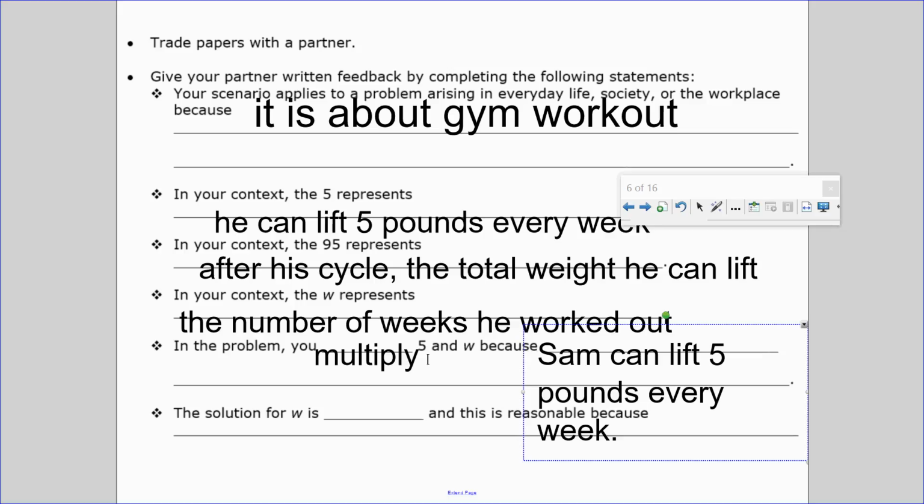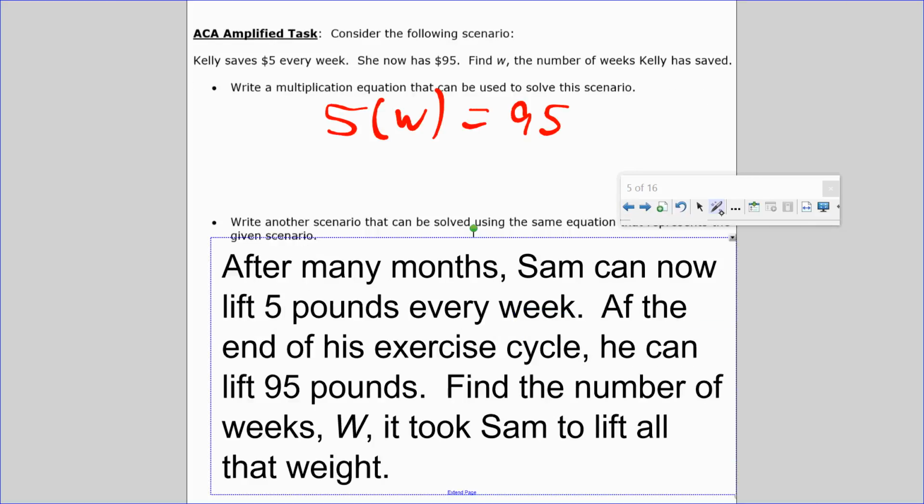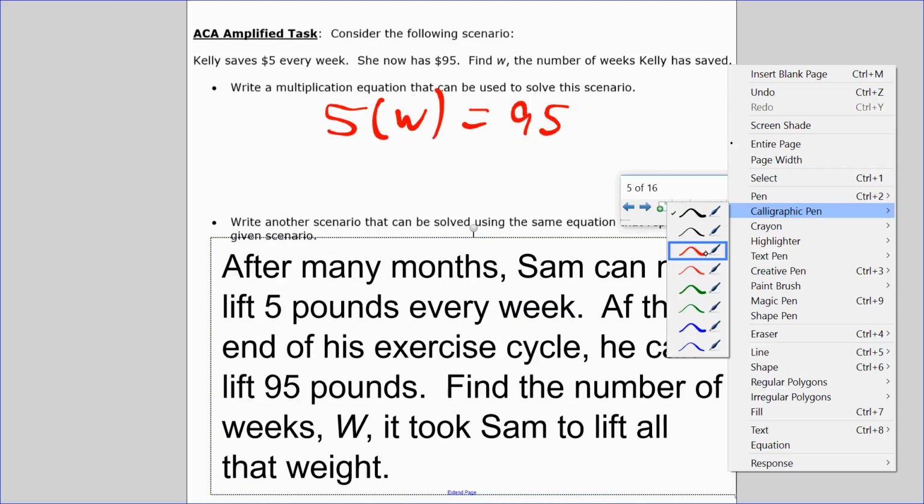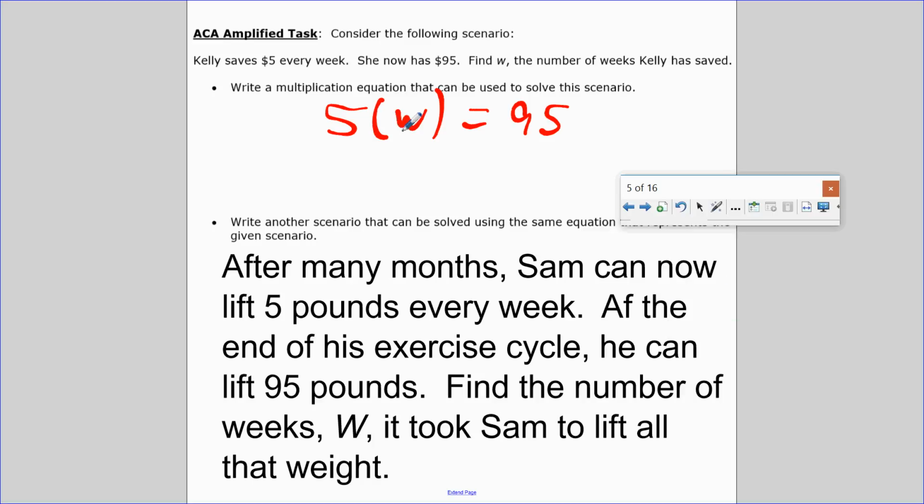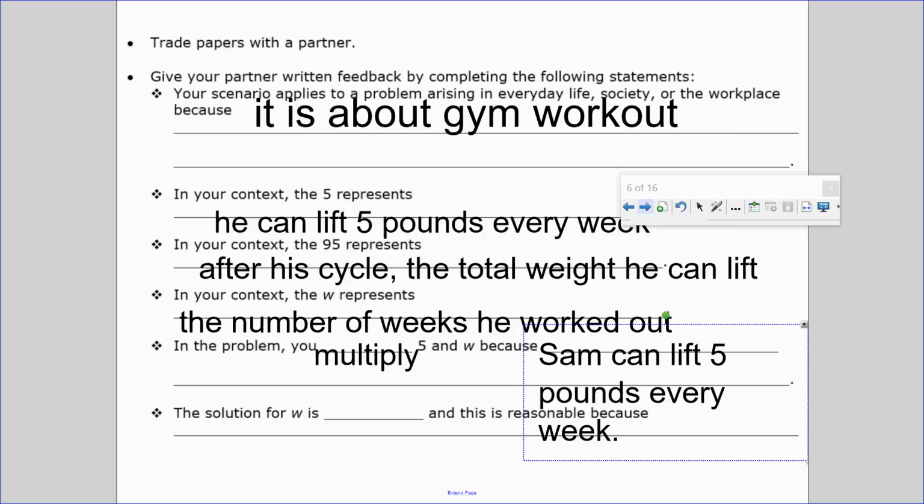Now let's go back and try to solve this. Let me use a different pen color. I need to isolate this W. What is next to it? What do I need to get rid of? 5 times. What's the inverse of times? Divide. This cancels out. W equals 95 divided by 5, which is 19. So the solution for W is 19.